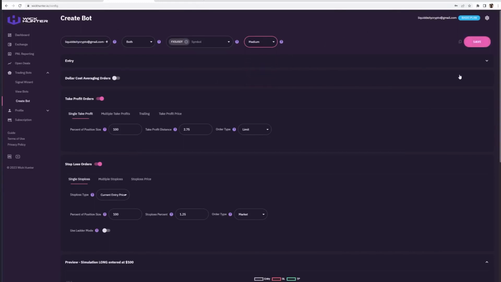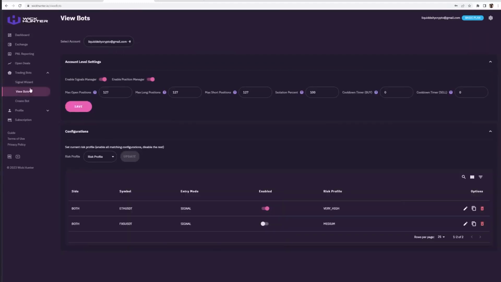Now that I've filled out all of this, the save button lights up as pink and I'm going to hit save. Now at this point, this green prompt at the bottom of your screen will fill up. It'll tell you to head over to the view bots category and enable the bot so that it actually trades live. So I've headed over to the view bots category, and this is the FXS USDT bot that I just created, and I'm going to enable it right here.